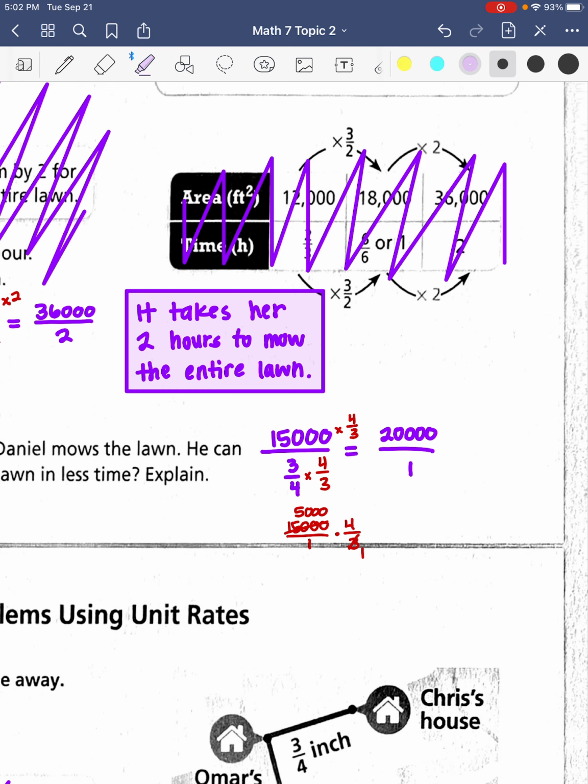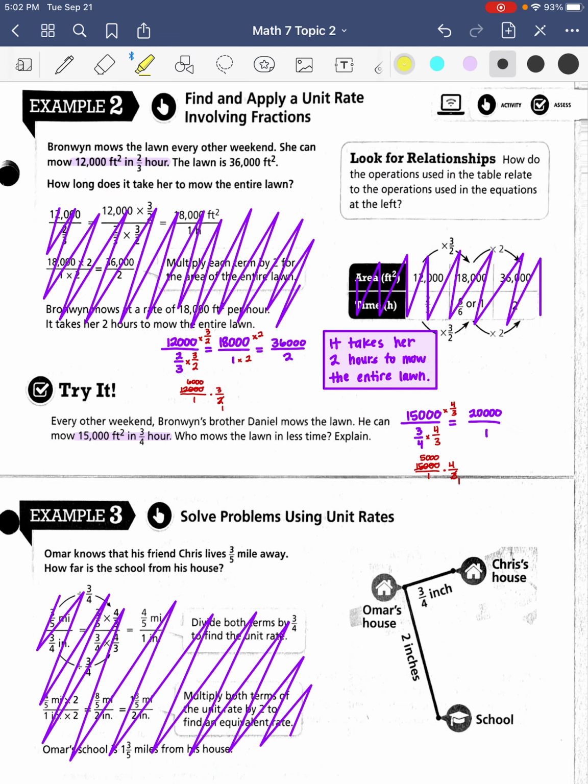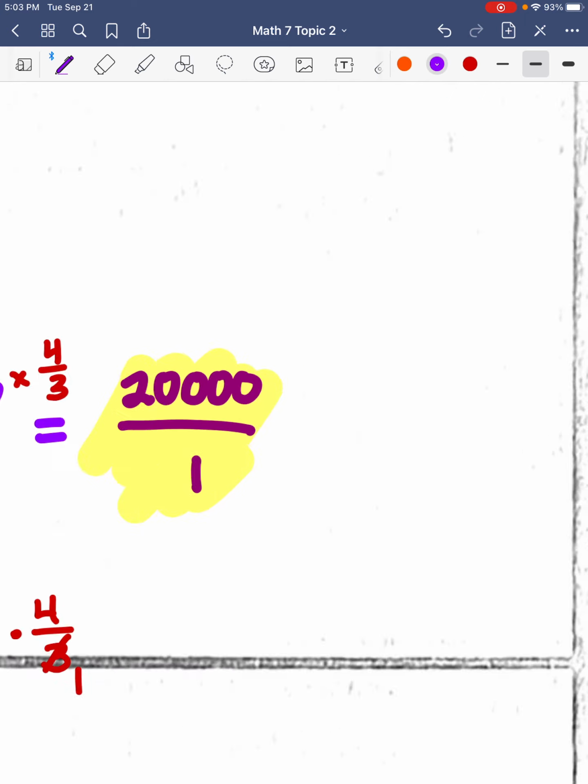So now that we have our unit rates, that's what we want to compare to figure out who mows the lawn in less time. So Daniel mows 20,000 square feet in 1 hour, and Bronwyn mows 18,000 square feet in 1 hour. So who covers more yard? Daniel. So Daniel mows the lawn in less time.